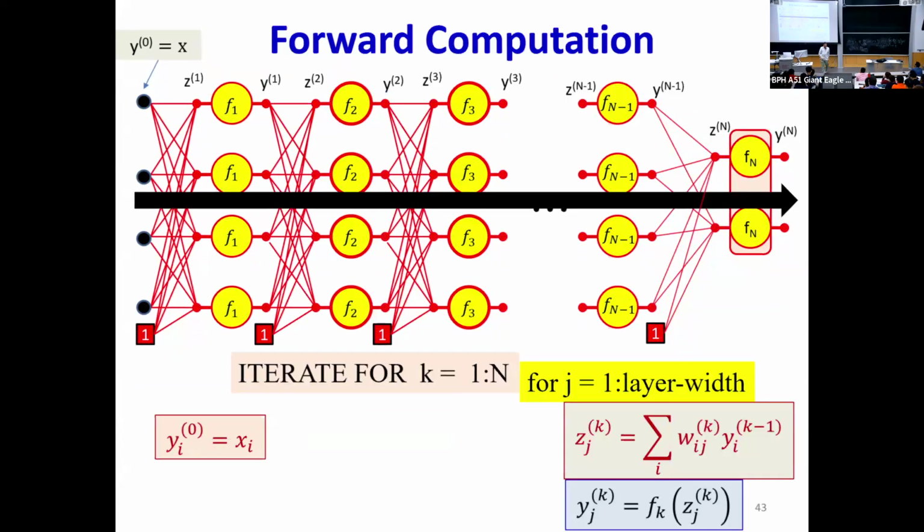Here's the pseudocode for it. I'm going to initialize my 0th layer as just the input itself. Then I step through the layers. Within each layer, I go down all the neurons. For each neuron, I compute the z value as the weighted sum of the output of the neurons from the previous layer. And then finally, the y value is just computed by putting the z value through an activation function. Very straightforward. This is what we call the forward pass. The forward pass is the business of computing the output of the network for any input. We know how to do this.